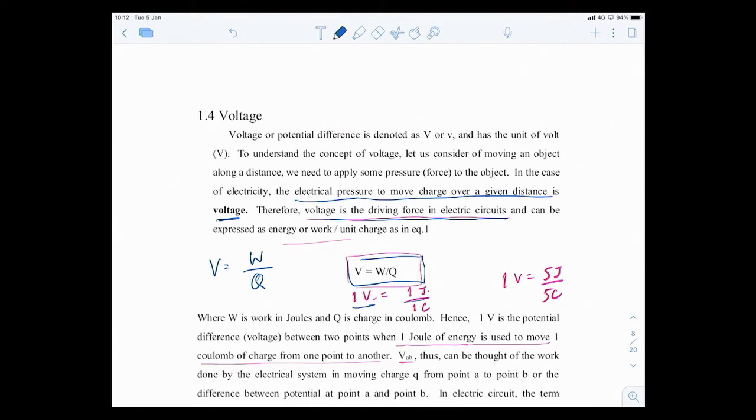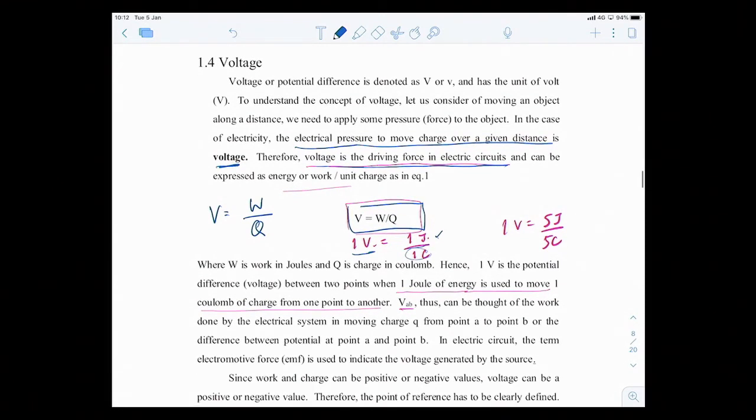The definition of 1 volt is a potential difference between two points when 1 joule of energy is used to move 1 coulomb of charge from one point to another. So VAB can be thought of as the work done by the electrical system in moving charge Q from point A to point B. So this is the voltage.